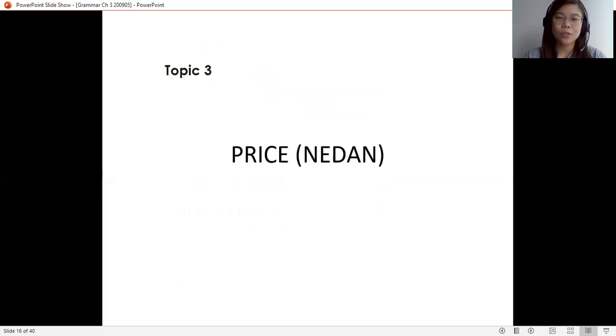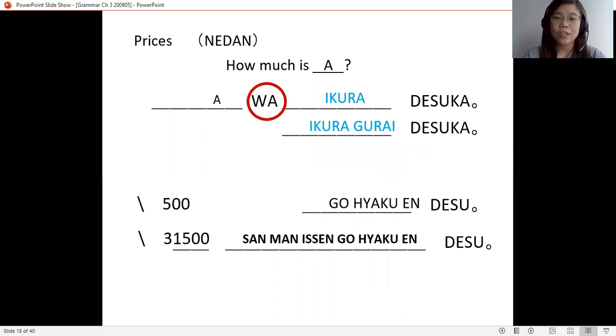Okay, so now let's go to our next topic, which is prices. This will become very handy if ever you go to Japan or just when you need to ask for the price of something. For the pattern, we will just follow the pattern that we know for the interrogative sentence. We just need to use the interrogative ikura or ikura gurai. Ikura means how much and ikura gurai is around how much. So let's say you wanted to ask how much is A. Then you follow the pattern A wa ikura desu ka or A wa ikura gurai desu ka? Just make sure, of course, that the interrogative is in the B part as we have learned.